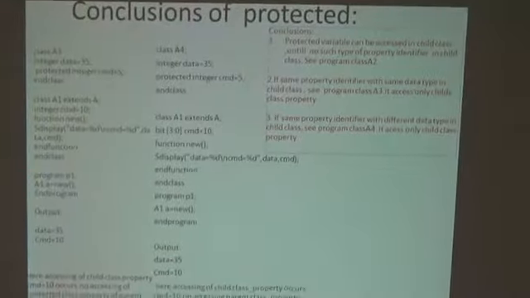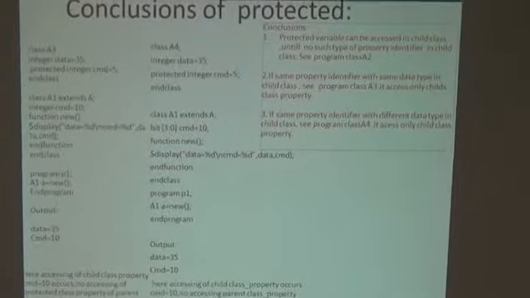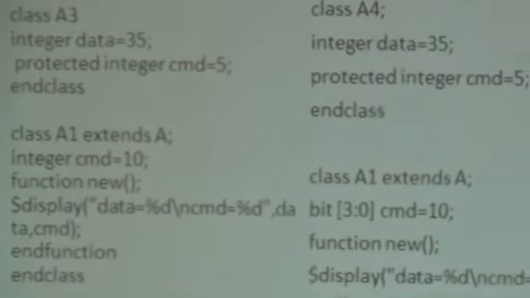Let us discuss some important conclusions of protected. Till now we can see that protected can be accessed from its derived class. But there are some conditions: protected can be accessed in the derived class only if there is no property declared with the same identifier. If there is a same identifier, let us see what will happen with an example.